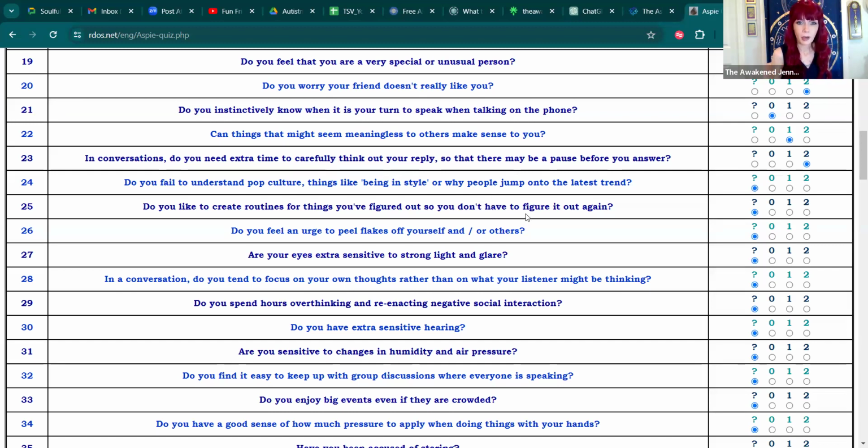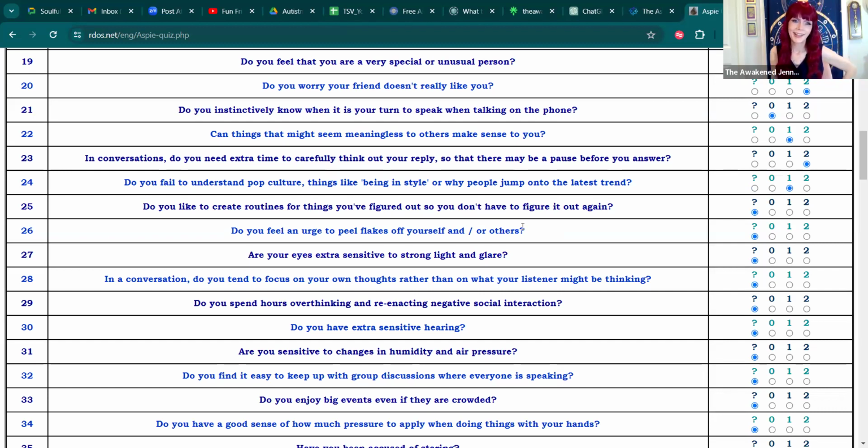Do you fail to understand pop culture, things like being in style? So, going back to that, do you like to be in style? Like I said, I have my own style and I get compliments all the time on it, but my style is not everybody's style. That's why people compliment me on it. I'm going to say sometimes fail to understand, because I don't really care about pop culture.